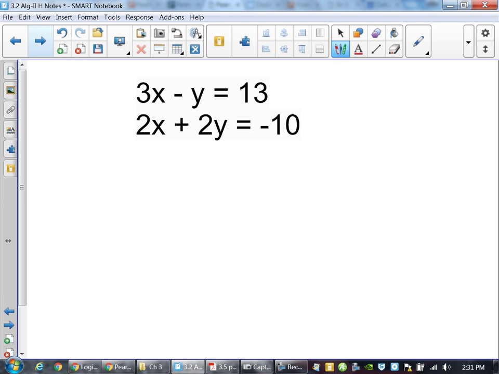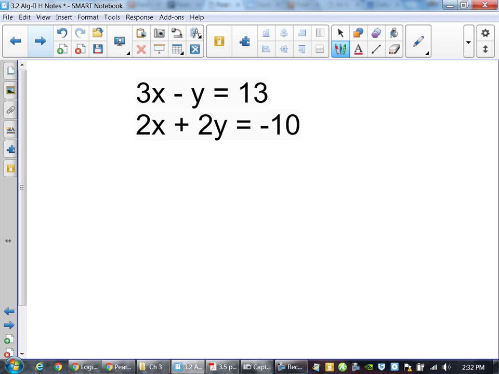Again, same idea. I have 3x minus y is 13. 2x plus 2y is negative 10. Right off the bat, neither one of those equations has the same coefficient with the same sign, or the same coefficient with opposite signs. So I cannot just use elimination right away. There are multiple different ways to set this one up. One way that I see right away is that I can either multiply the top equation by 2, or what can I do with the second equation?